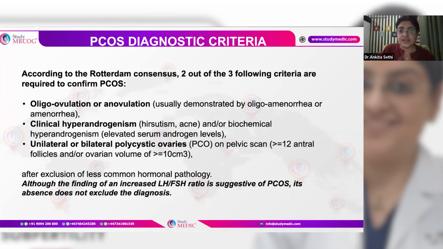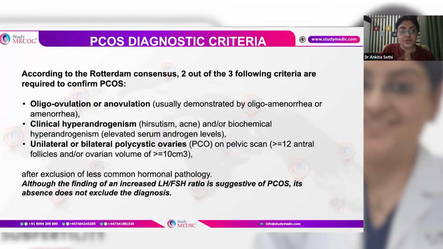According to the Rotterdam Criteria, 2 out of 3 are required to confirm PCOS: oligoanovulation or anovulation, clinical hyperandrogenism, that is hirsutism or acne, or biochemical hyperandrogenism when elevated serum androgen levels are there, unilateral or bilateral polycystic ovaries on pelvic scan, where the antral follicle counts are more than or equal to 12, or ovarian volume is more than or equal to 10 centimeter cube. After exclusion of less common hormonal pathology, and any 2 out of 3 is present, then you can consider PCOS as a diagnosis.